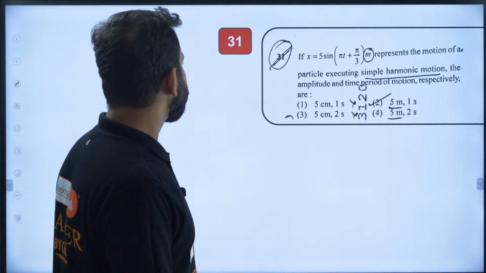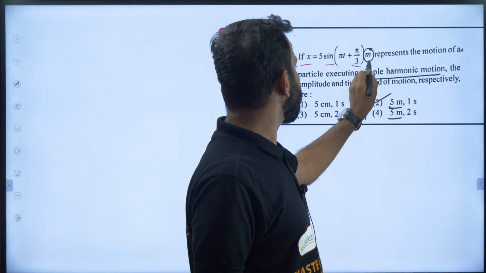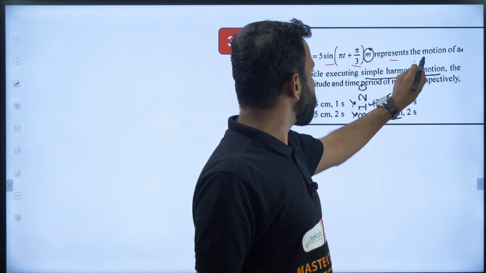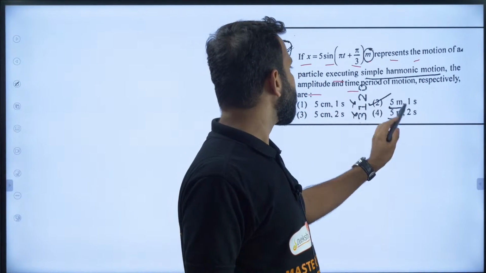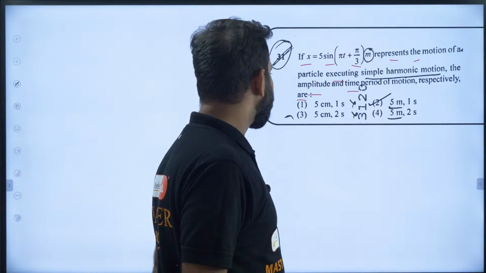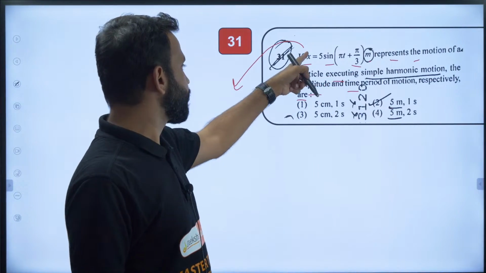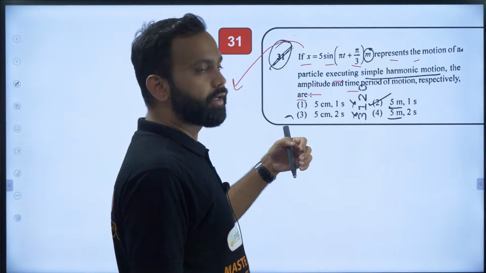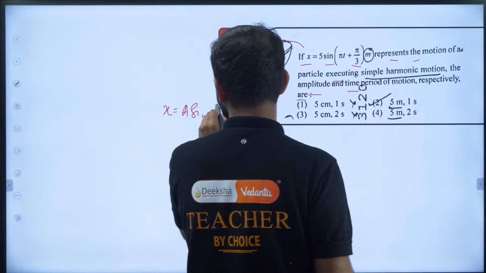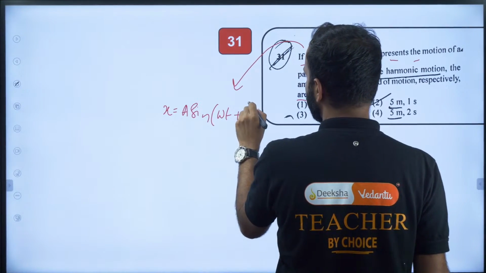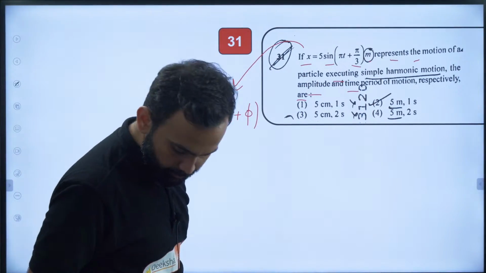Question number 31. If x equal to 5 sine of pi t plus pi by 3 meter represents the motion of a particle executing simple harmonic motion, what are the amplitude and time period of the motion respectively? Again, a simple one. We know that the general equation of the displacement of a particle executing simple harmonic motion is x equal to A sine of omega t plus phi, where phi is the phase difference, omega is angular frequency, and A is amplitude.